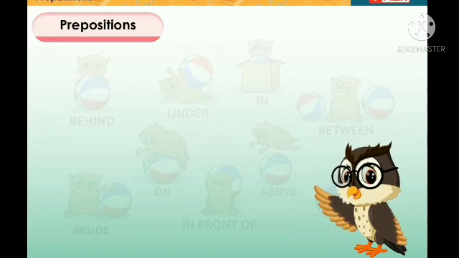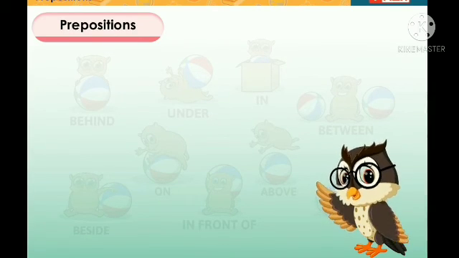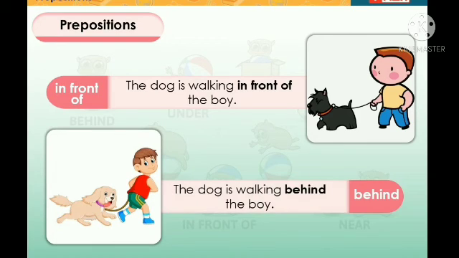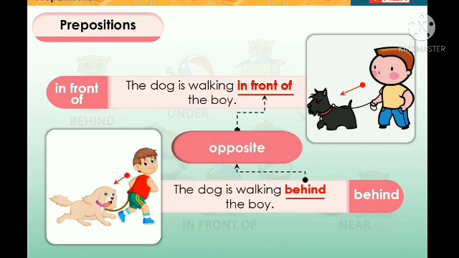Now let us look at these two sentences together. Observe the pictures and the preposition used. The dog is walking in front of the boy. The dog is walking behind the boy. In the first picture, we can see that the dog is in front of the boy. And in the second picture, the dog is behind the boy. Children, what do you understand from these sentences? Yes, behind is the opposite of in front of.